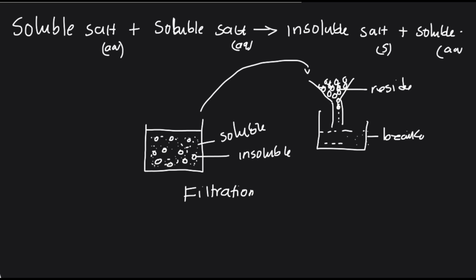So the method that is used to separate insoluble salt from the soluble salt during precipitation is filtration. Filtration will help you to separate substances that are in large particles from a substance that is in a solution or a liquid phase. So we separate these two by using filtration. And remember, the insoluble salt, since it is in large particles, will remain on the filter paper, while the soluble salt will be collected in the collecting beaker.